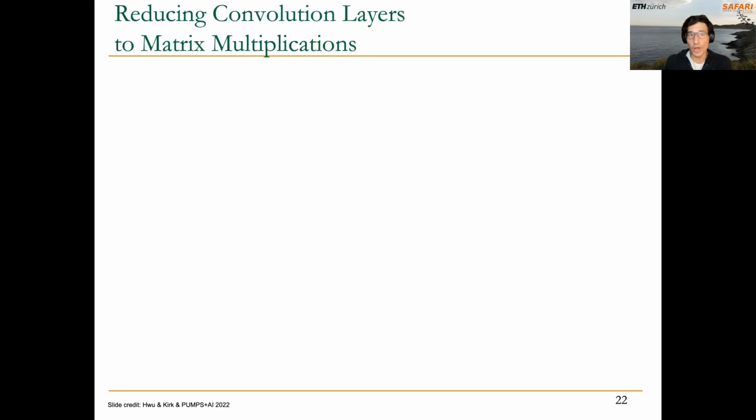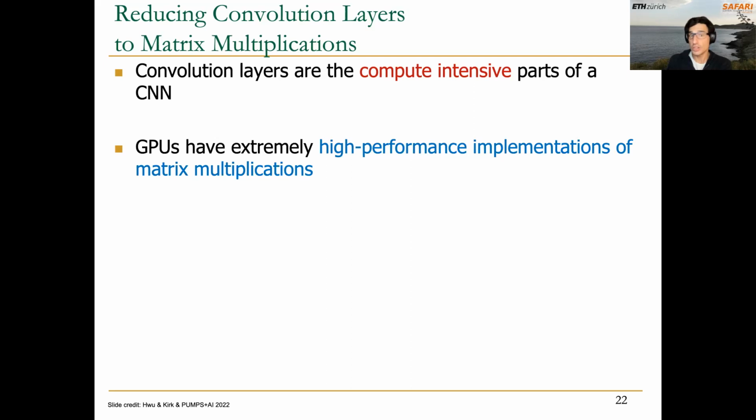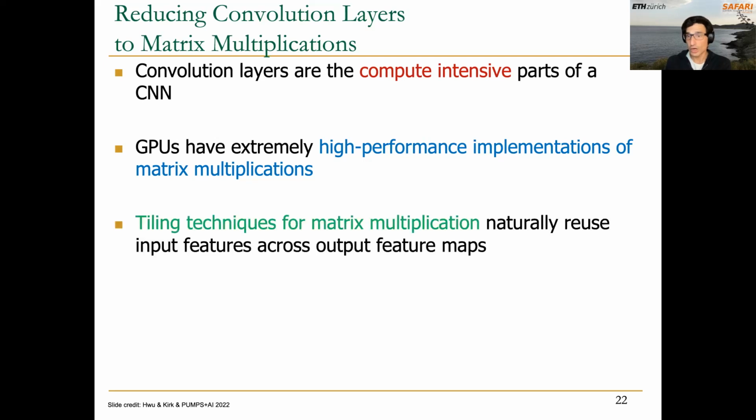One way of optimizing these convolutional layers is reducing them to matrix multiplication. Convolution layers are the most compute-intensive parts of a CNN, and GPUs are extremely good at doing matrix multiplication. There are very high performance implementations of matrix multiplication for GPU, because there are very advanced tiling techniques for matrix multiplication that naturally reuse the input features across output feature maps. These tiling techniques are the ones that we are going to discuss in a few slides.